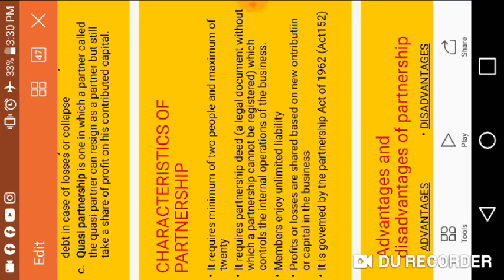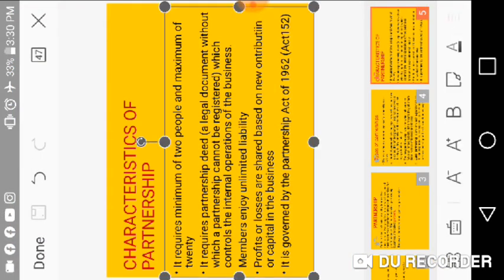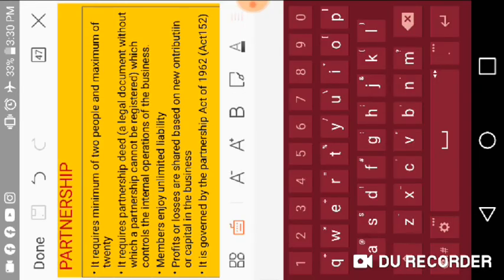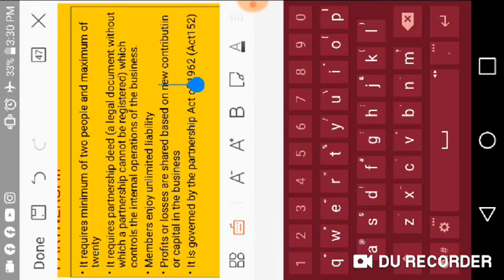Profits or losses are shared based on their contribution or capital in the business.